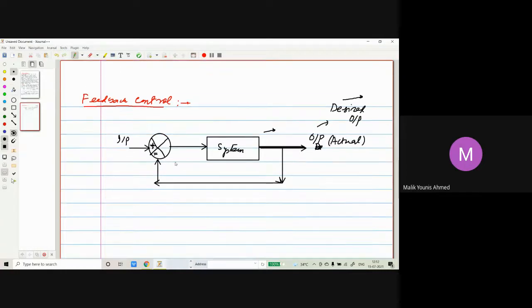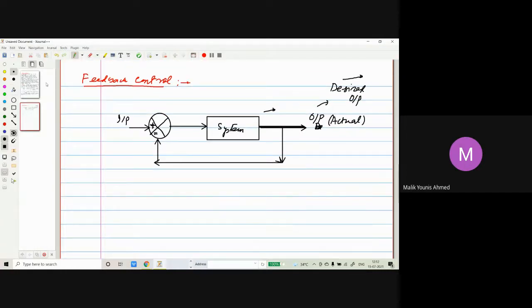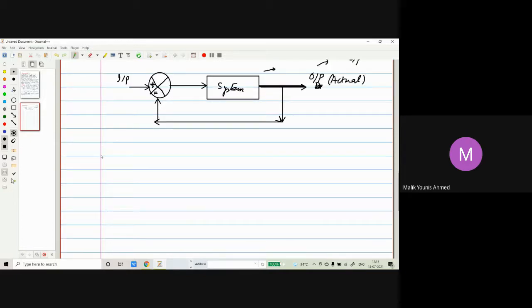So from this diagram, I am going to clearly explain what the feedback system is. It refers first to an operation, a type of operation. What is done in the operation? That in the presence of a disturbance. See, a feedback system is only applicable when there is a disturbance.